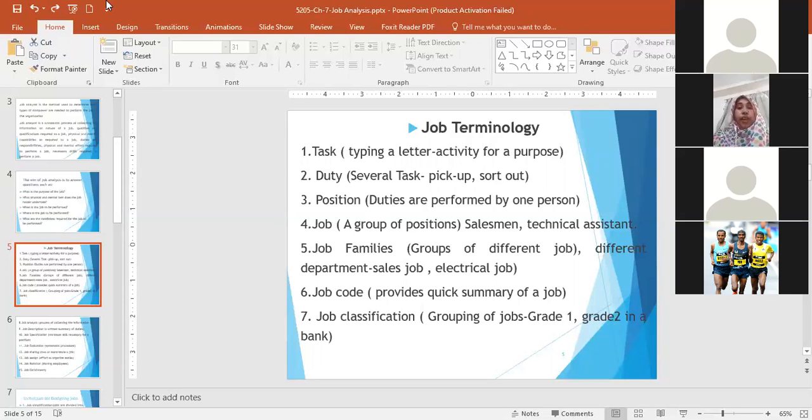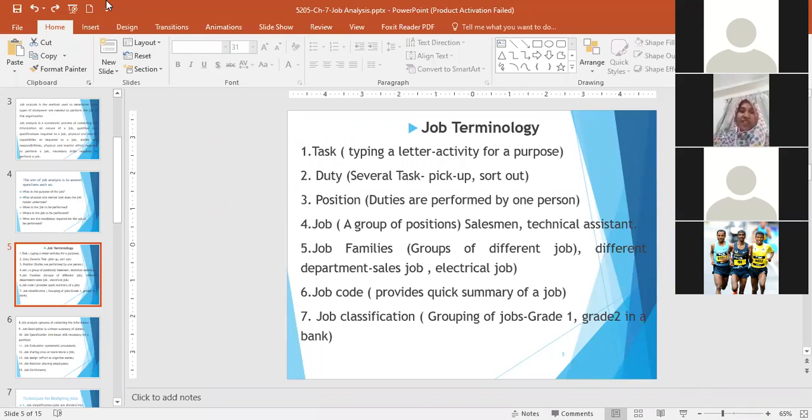Another job terminology is job families. This is groups of different jobs, like different departments, such as sales jobs and electrical jobs. This is called job families. And number six, job code. An organization can use a job code so that they can quickly provide a summary of a job.